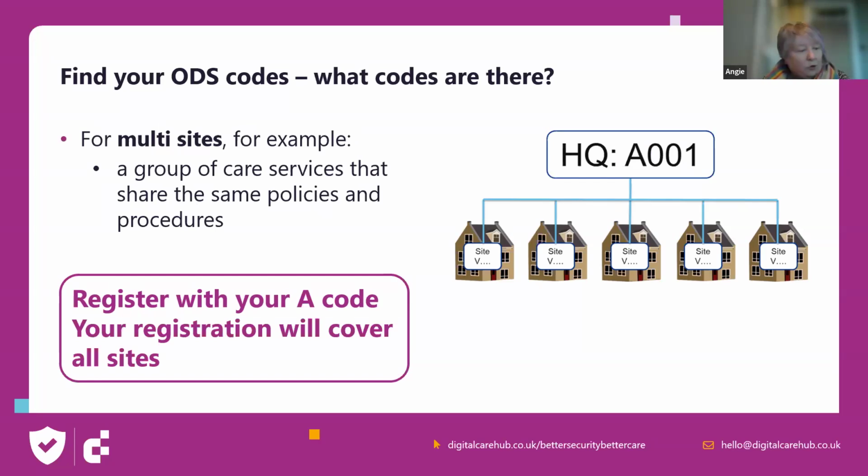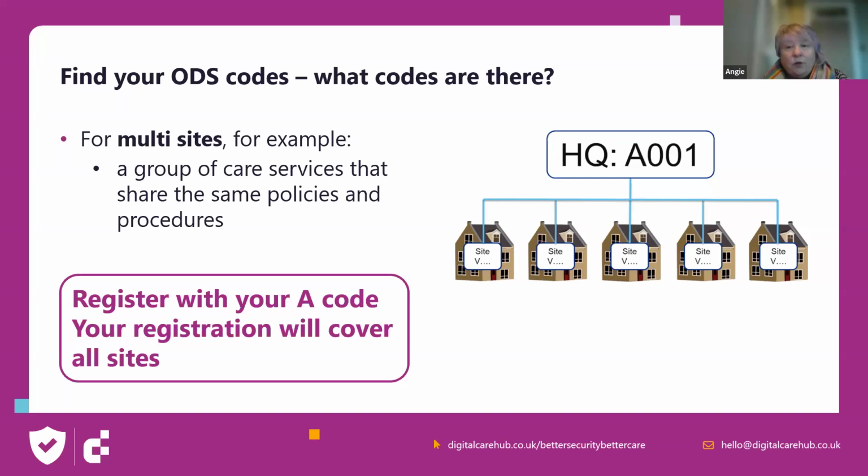And if you're multi-site, and there were a couple of multi-sites on here, so you're a group of care services, you will register with your A code. So this could be a small group of care homes. There is a head office code and then a site code for each site. So there'll be a V code for each site. If the organisation has the same arrangements for data and cybersecurity at each site, then all you need to do is complete one toolkit entry. This makes life a lot easier, okay?